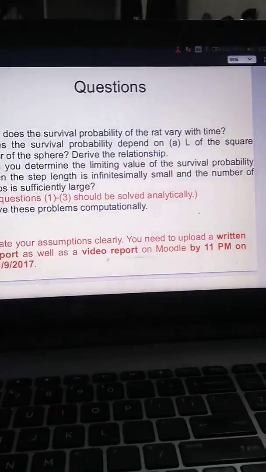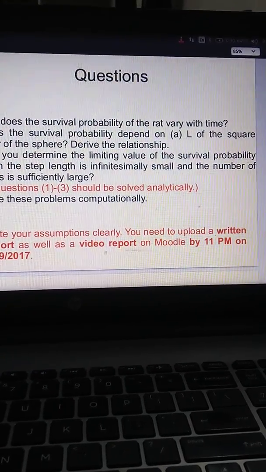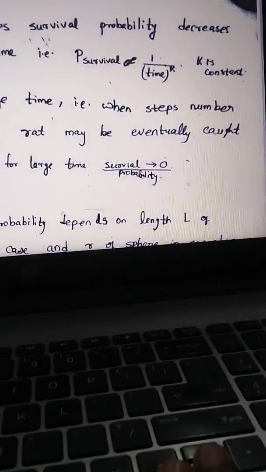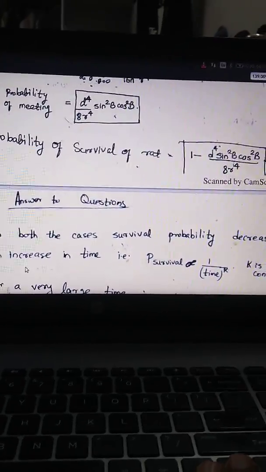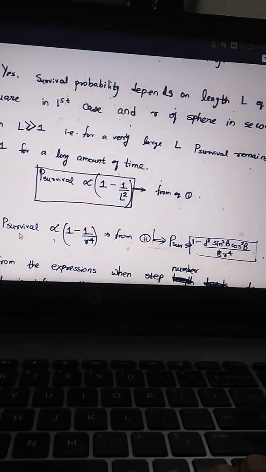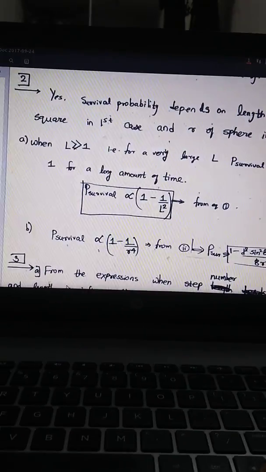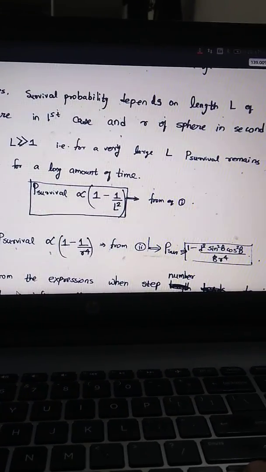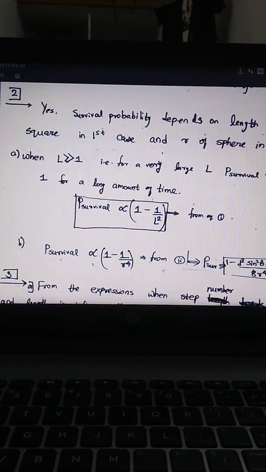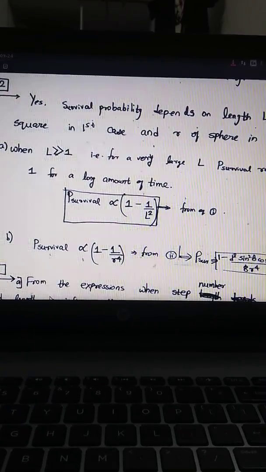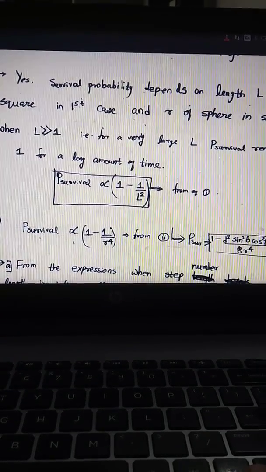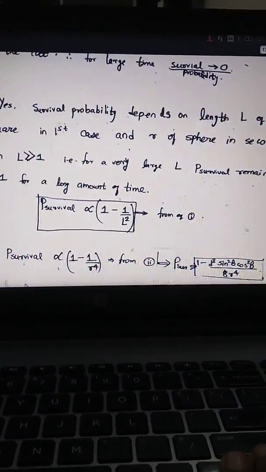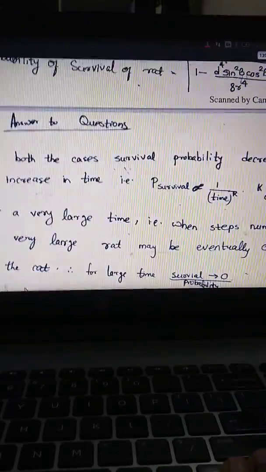Okay, the second question is does the survival probability depend on the length of the square and the radius of the sphere? This can be easily found out. First of all, yes, the probability depends on length L and radius r respectively in both equations. Here, when the length is very much greater than 1, the probability of survival remains 1 for a large amount of time. Subsequently, the probability of survival is proportional to 1 minus 1 by L square, which we can find from the equation we have just calculated above.